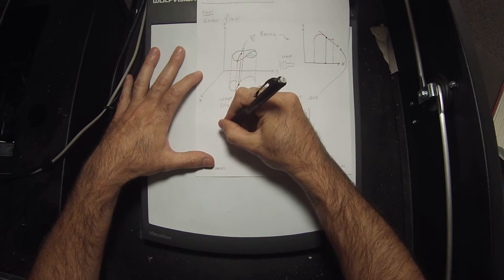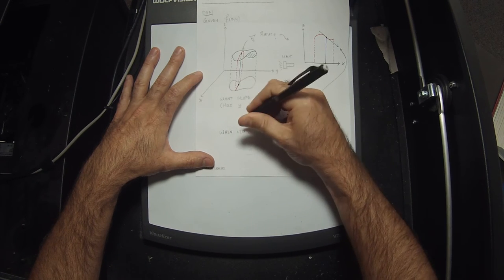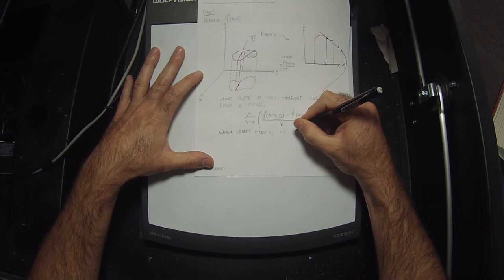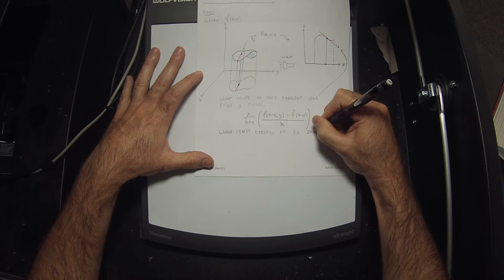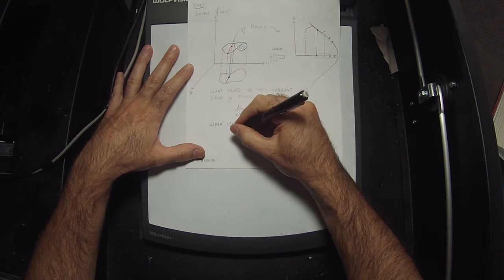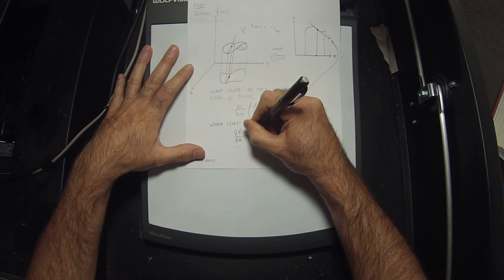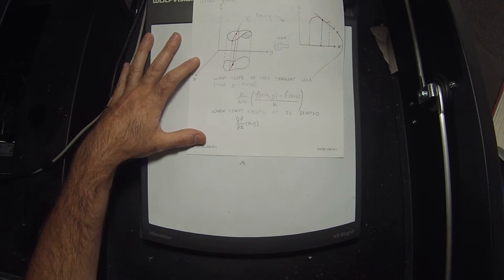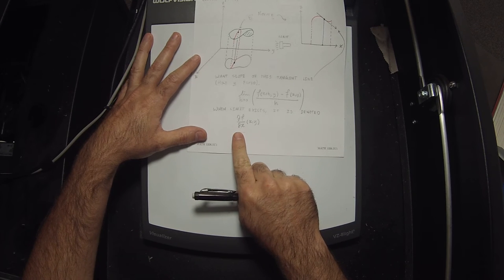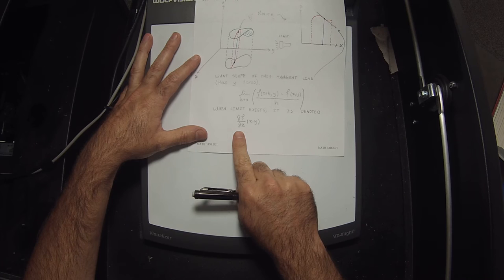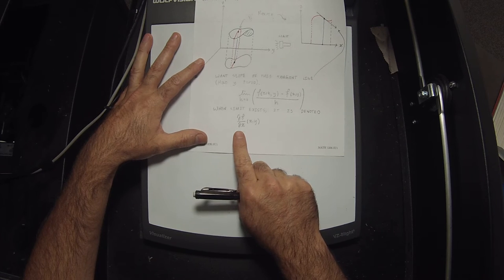So when the limit exists, it is denoted as the partial of f with respect to x evaluated at x, y. Now, in the single variable case, these are d's, the same d that you write in grade school, lowercase d. This also is a d, but it's written sort of calligraphic, right? It's just a fancy d. Just call it fancy d.